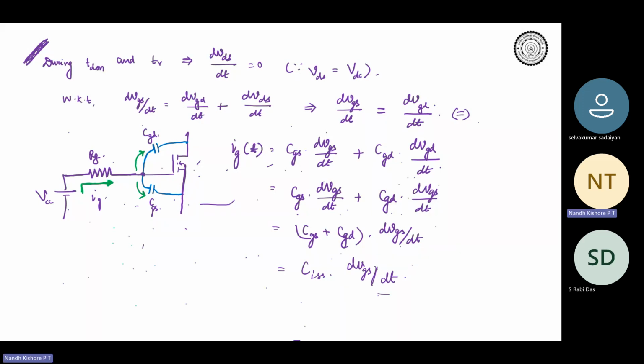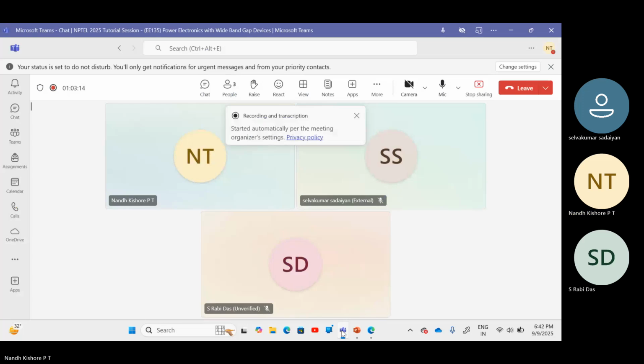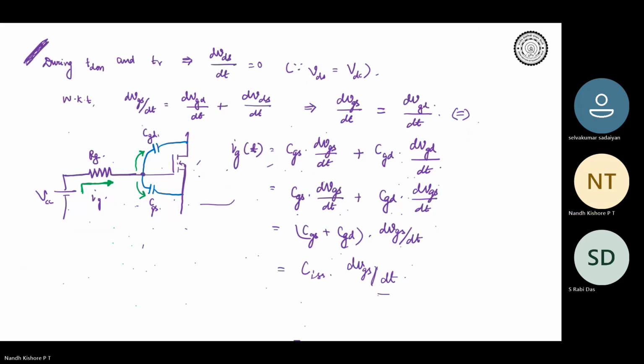So is this clear? Selvakumar sir and Ravidas, is this clear? Yes, sir.